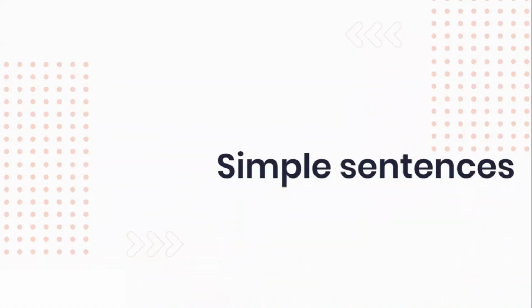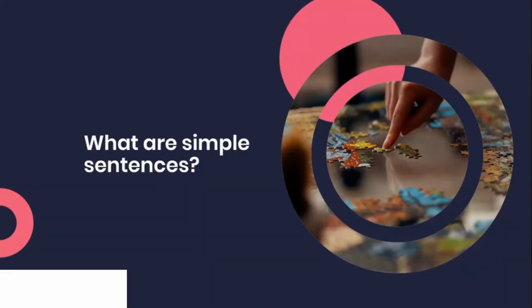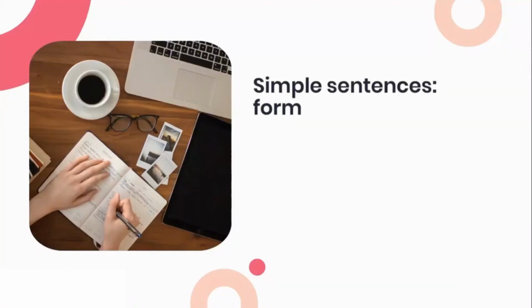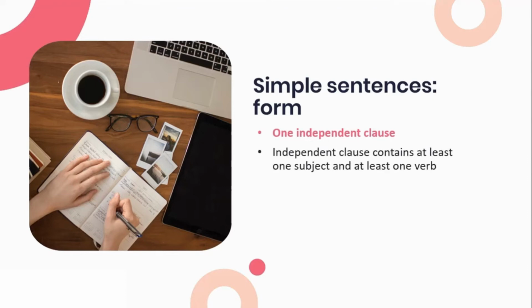Alright, so now that we have discussed clauses, we can start talking about the different types of sentences. So first we have simple sentences. Let's explore. What are simple sentences? You'll be pleased to learn that you already know simple sentences. Simple sentences contain just one independent clause. Remember, an independent clause contains at least one subject and at least one verb.